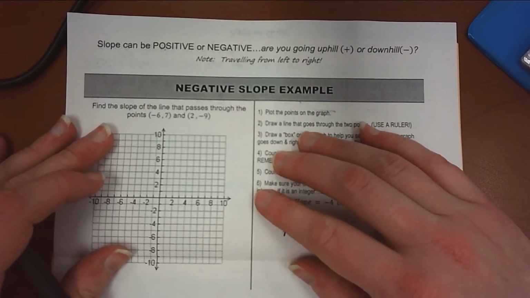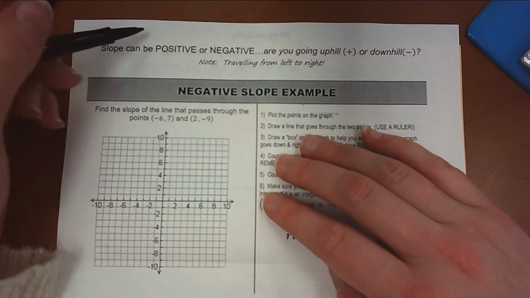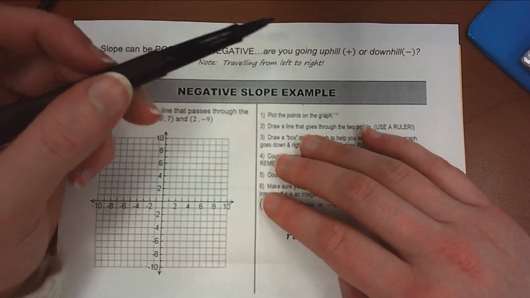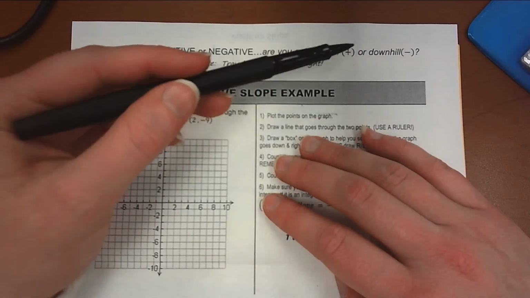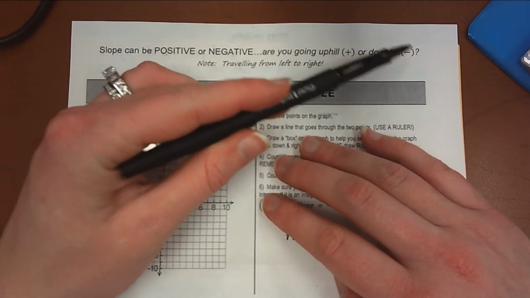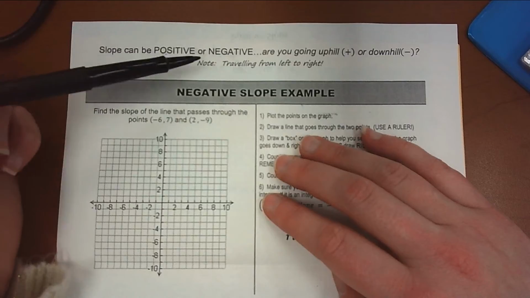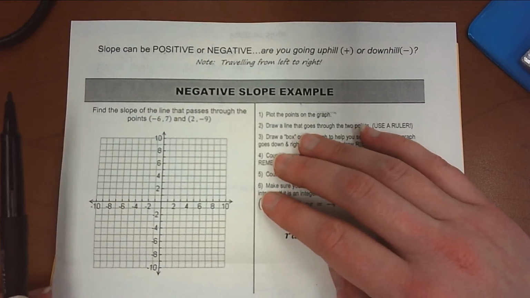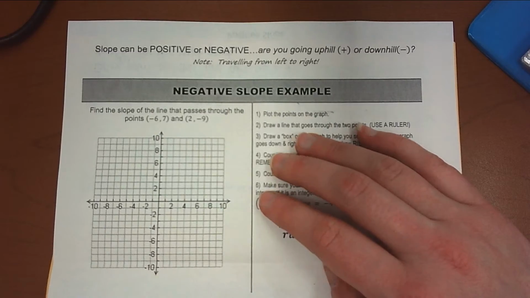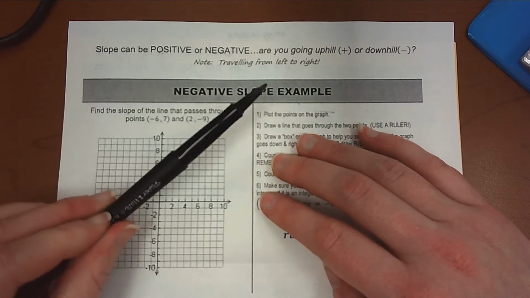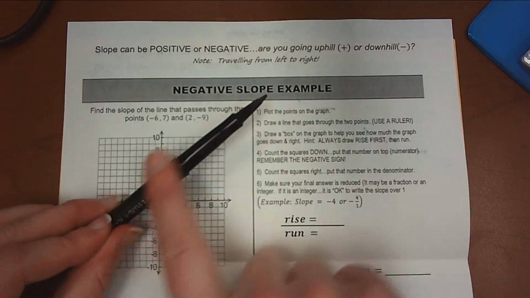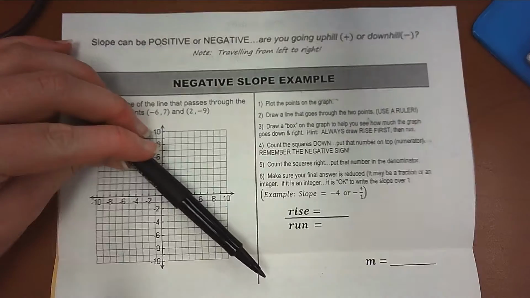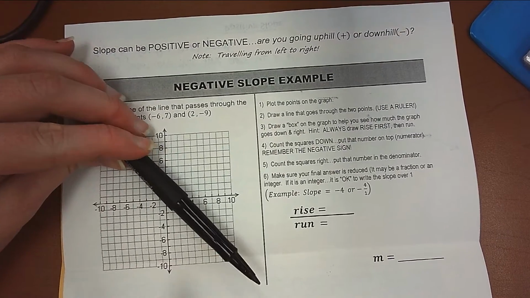And at the top it tells us that slope can be positive or negative. And it asks, are you going uphill? It's a positive. Or if you're going downhill, then it's a negative slope. Note that you're always traveling from left to right. So we read graphs of lines from left to right just like we read a book. So from left to right, if the line is going up, it's a positive slope. If the line is going down from left to right, it's a negative slope.